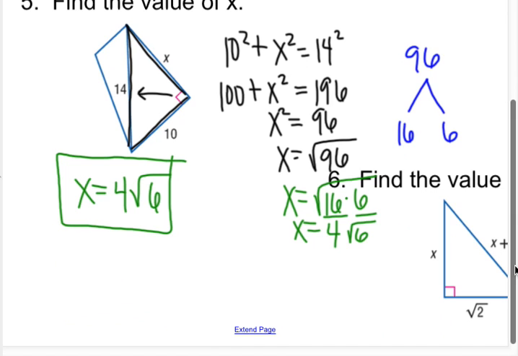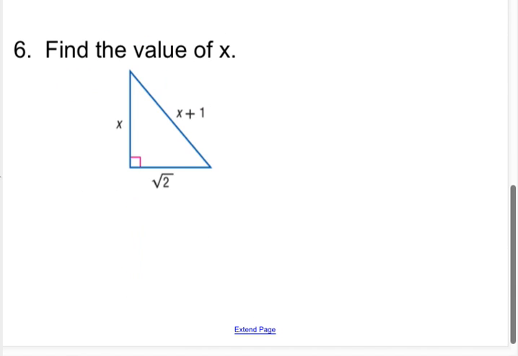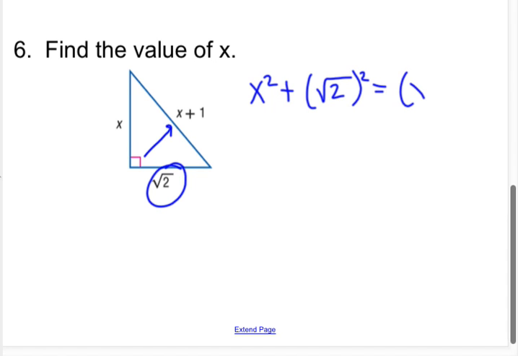Then if I go ahead and look at example 6, find the value of x. Now this one looks a little tricky, but it's actually not too bad. Biggest thing to note is my hypotenuse is x plus 1. So I would start with my legs. So I would have x squared plus my other leg, the square root of 2, squared is equal to x plus 1 squared. I would leave x squared as x squared plus the square root of 2 squared. Well, we all know that the square root and the square will cancel each other out. So I'm left with 2 is equal to x plus 1 squared.